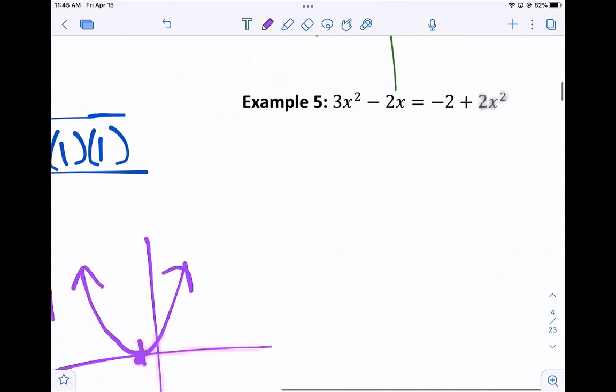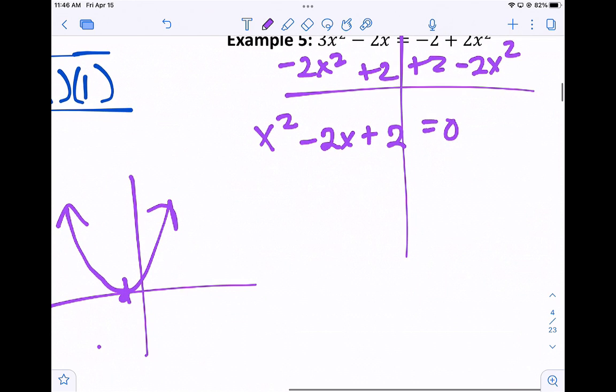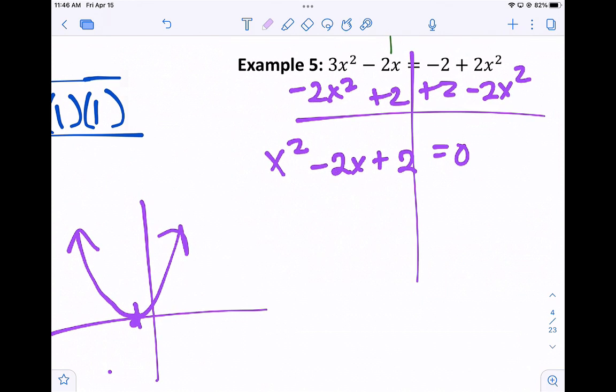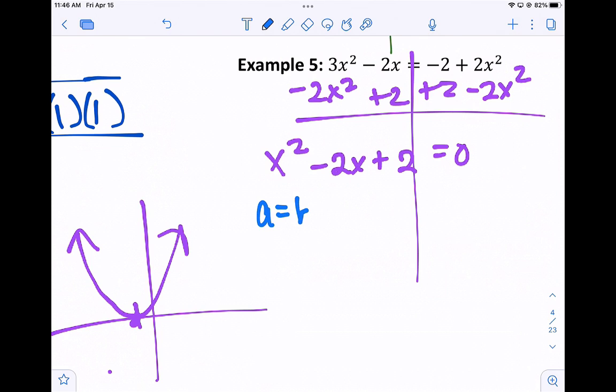All right, and our last one, again, we have to get 0 on one side, so minus 2x squared. We'll add 2 to each side. We'll get x squared minus 2x plus 2 equals 0. Okay, let's double check. Okay, so here, a is 1, b is negative 2, and c is 2. So let's plug into quadratic formula.